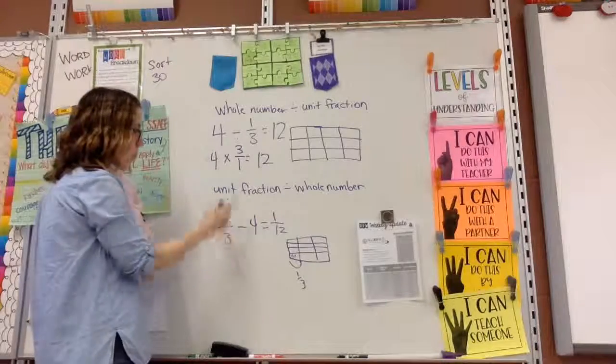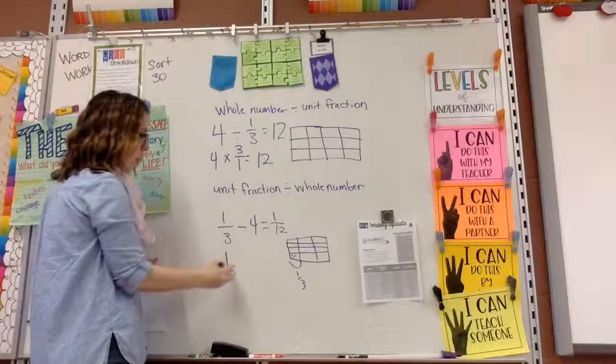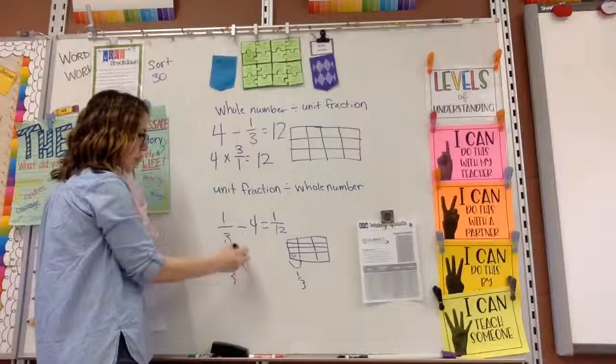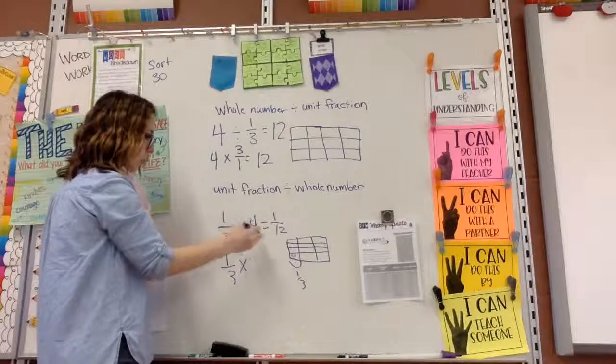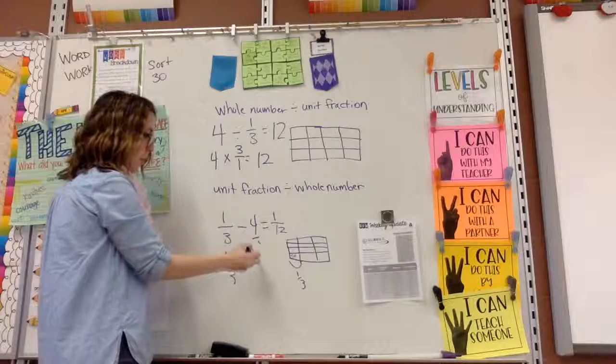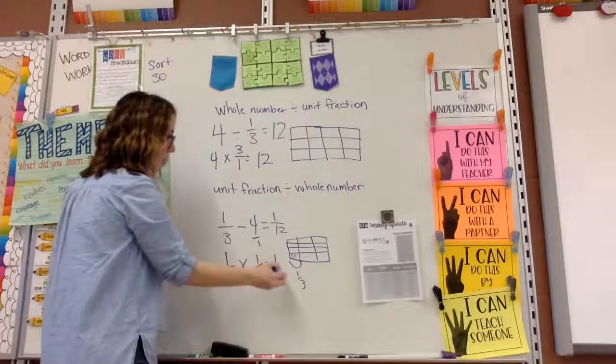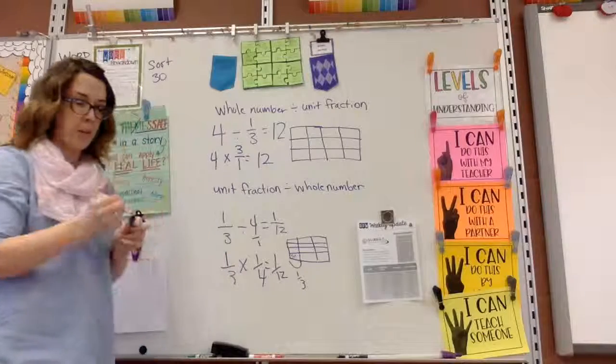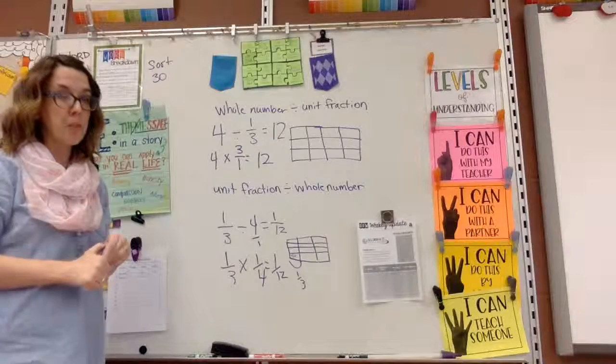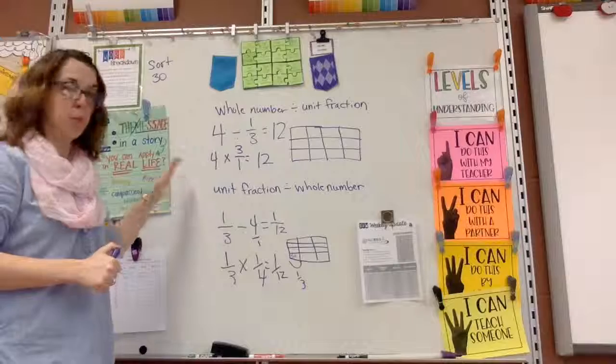The same algorithm works as here. I can start with 1/3. I can flip my division sign to multiplication, and I can flip 4. We can think of this as 4 over 1. I can change it to 1/4, multiply across, and get 1/12. Okay? It's not hard to multiply. It's just hard to remember the rule for both.